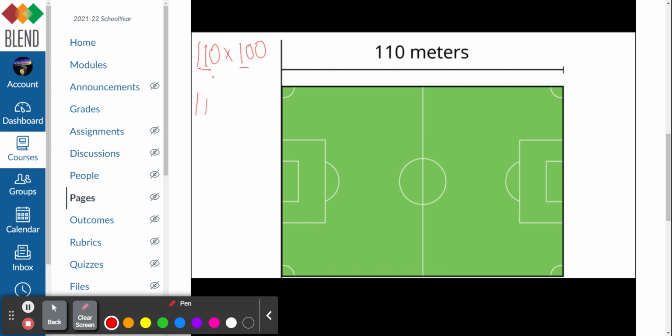So 11 times 1 is 11. We have 1, 2, 3 zeros. There's 11,000 centimeters in 110 meters.